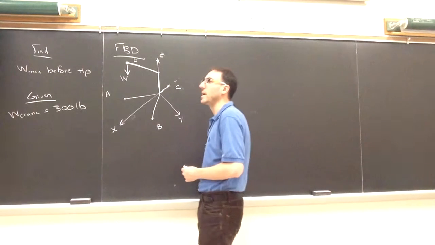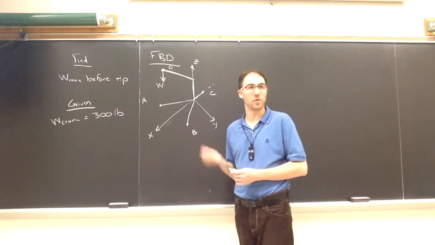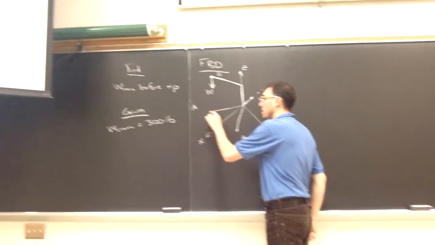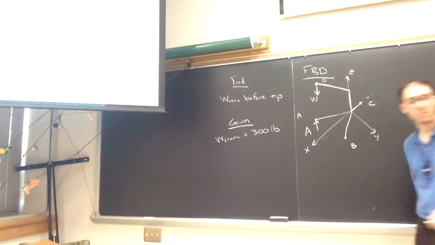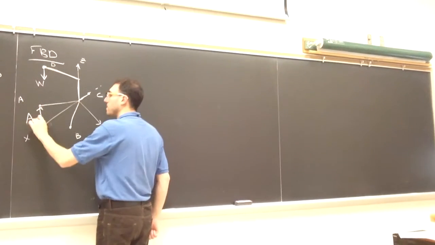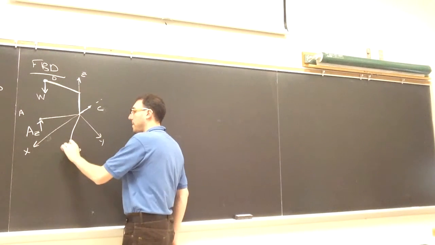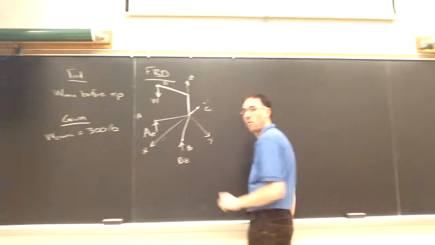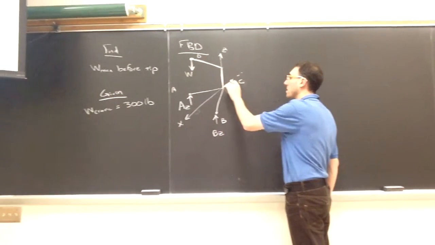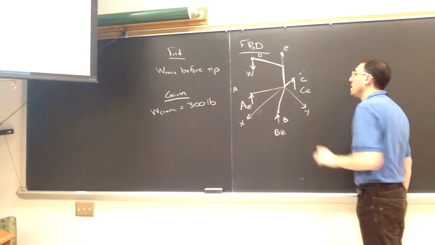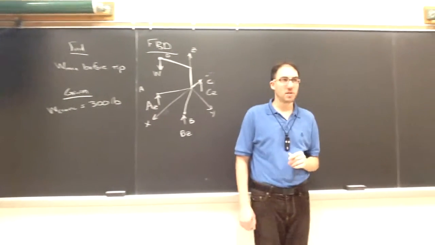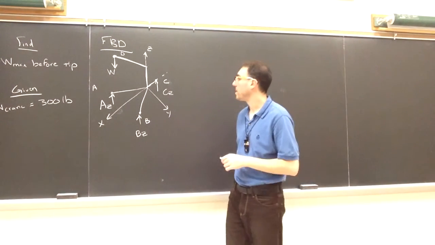So we have at A a normal force from the floor. The floor can only push on the crane. We'll have a force up I call AZ. At B, we have a potentially different normal force, BZ. At C, we have a force from the floor pushing up that I call CZ.